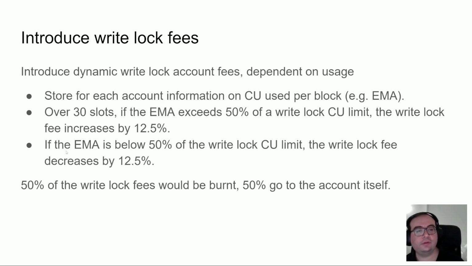So dynamic write lock means modifying the cost to touch the account depending on usage and demand for the account. Here there is a proposal on how to do this, and basically each account can keep memory. You can store information on how much it was used, so how many compute units were used to touch this account, meaning that there were many transactions trying to modify it, so a lot of demand. And if this value, like CU used per block for this account, goes above a certain threshold, then the write lock fees go up for that specific account. And if it goes below a certain threshold by a certain margin, then the fees go down. So dynamic adjustment depending on demand.